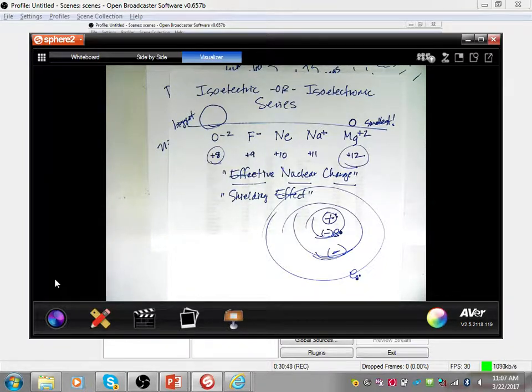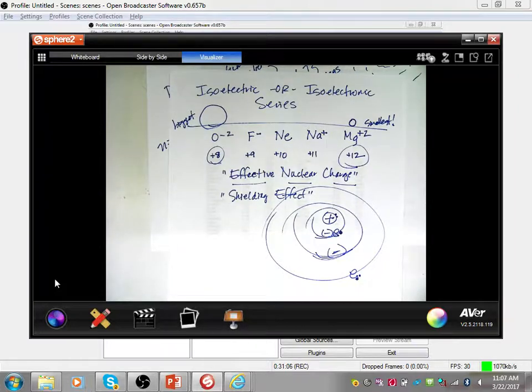Yes? Which element has better shielding? Probably the biggest one, like francium. One of the bigger ones. The electrons on the outside of francium have the biggest shielding effect because they've got 6 layers in between the outer electrons and the nucleus.